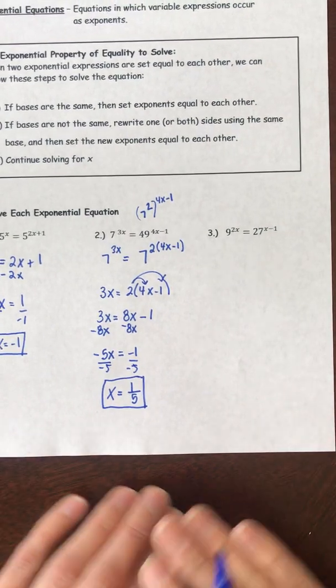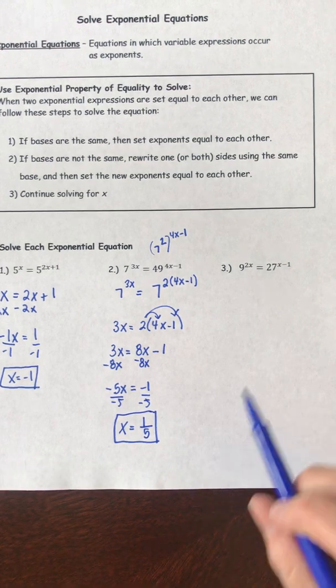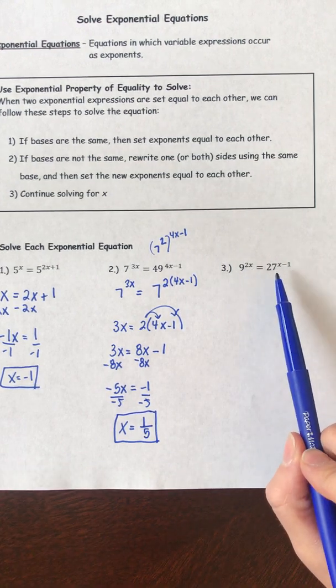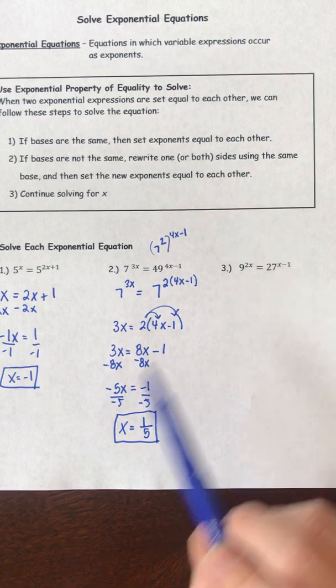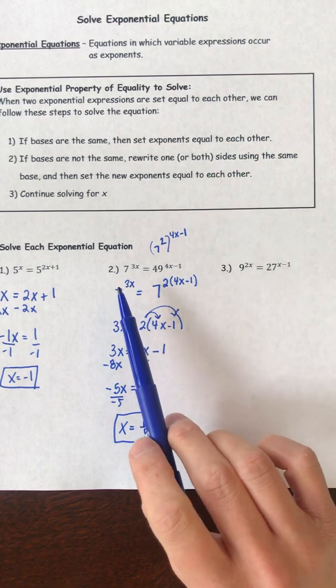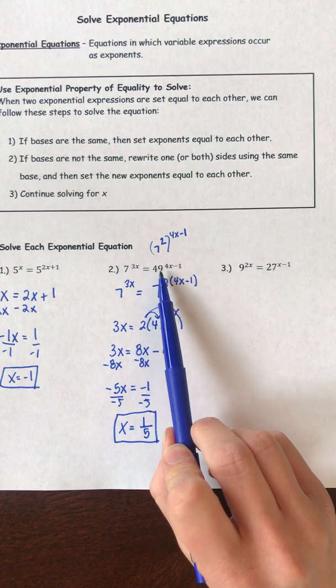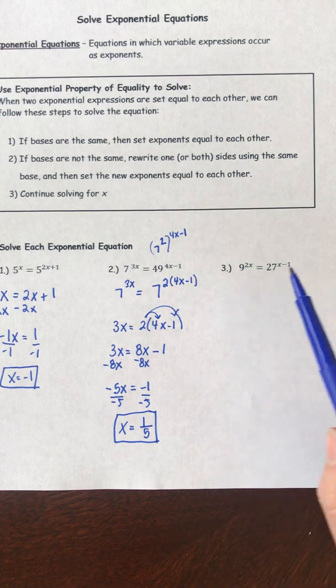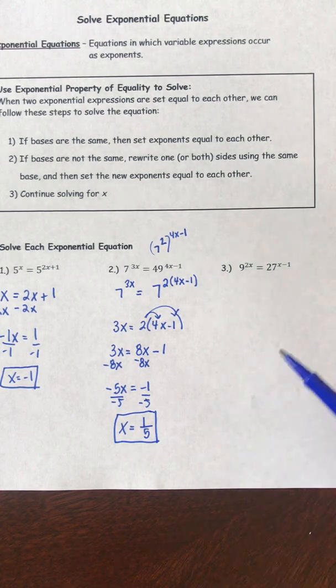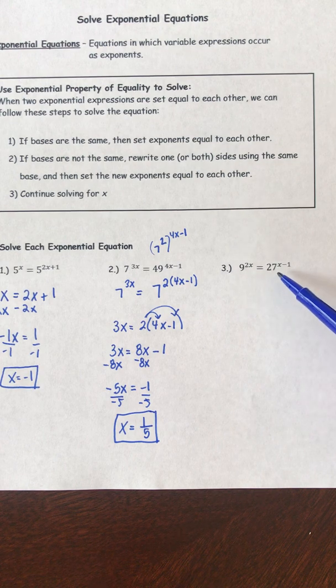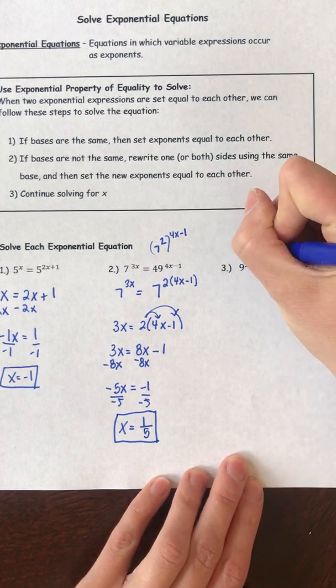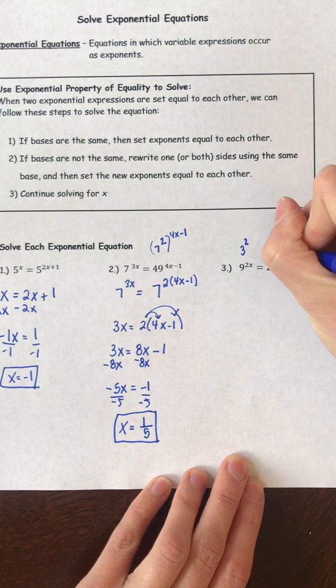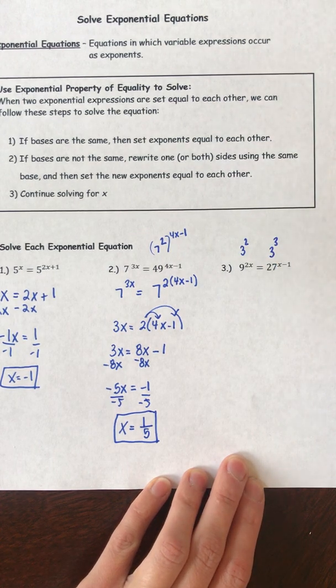And in my last example that follows these steps, I can tell right now 9 to the 2x and 27 to the x minus 1 do not have the same base. And in the previous problem, I only needed to rewrite the one side because I had a 7 and I could rewrite 49 as 7 squared. In this case, we are going to rewrite both sides of the equation because 9 to some power won't give me 27, or 27 to some power won't give me 9. But I do know that they each have a common base of 3. 9 is 3 squared. 27 is 3 to the third, right?